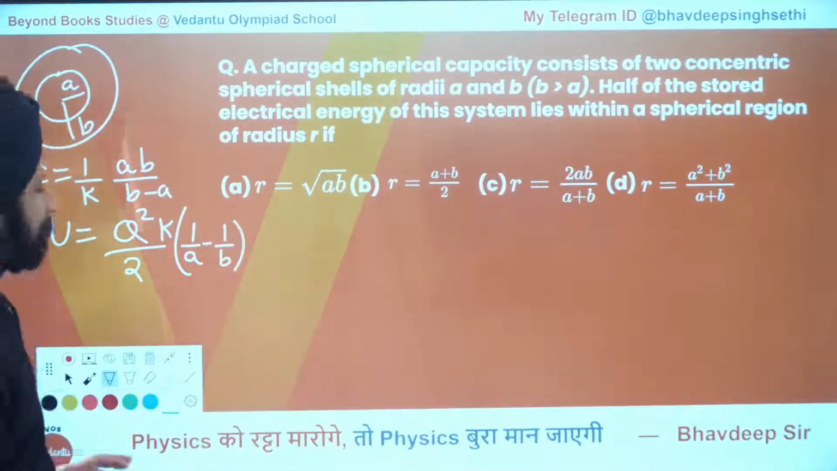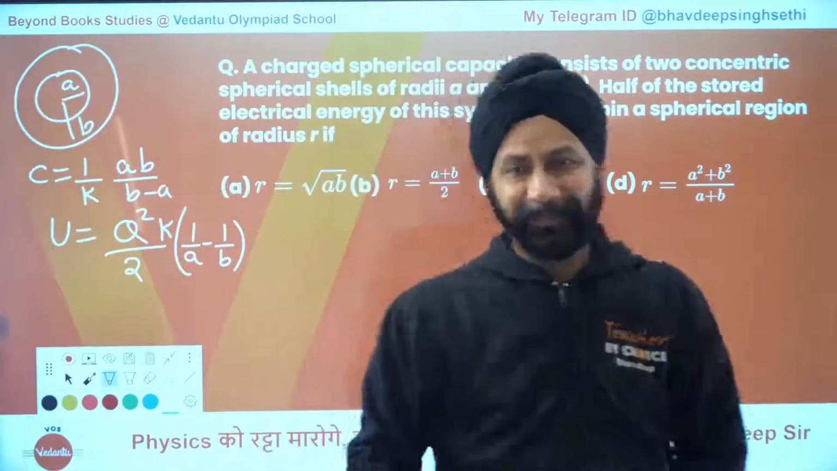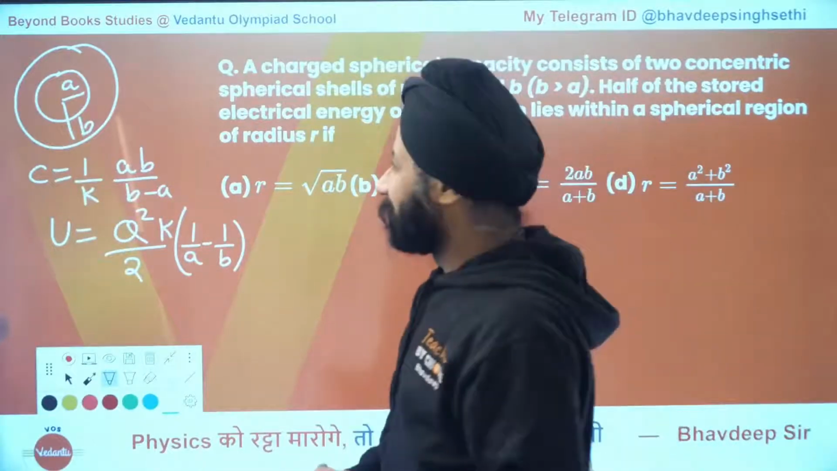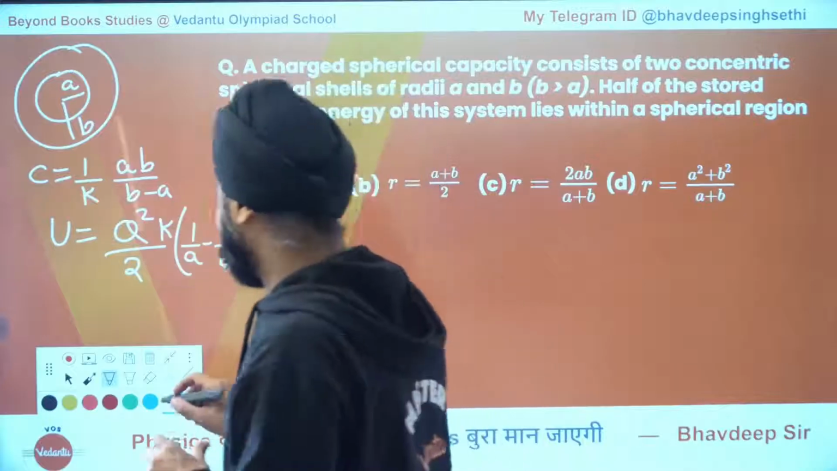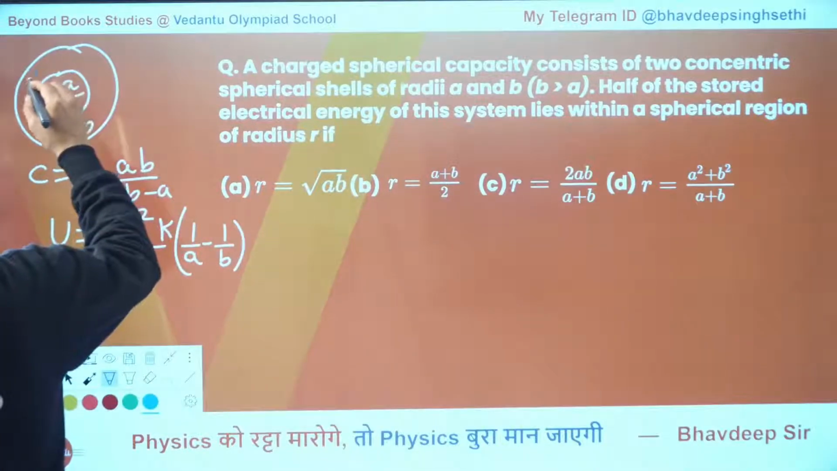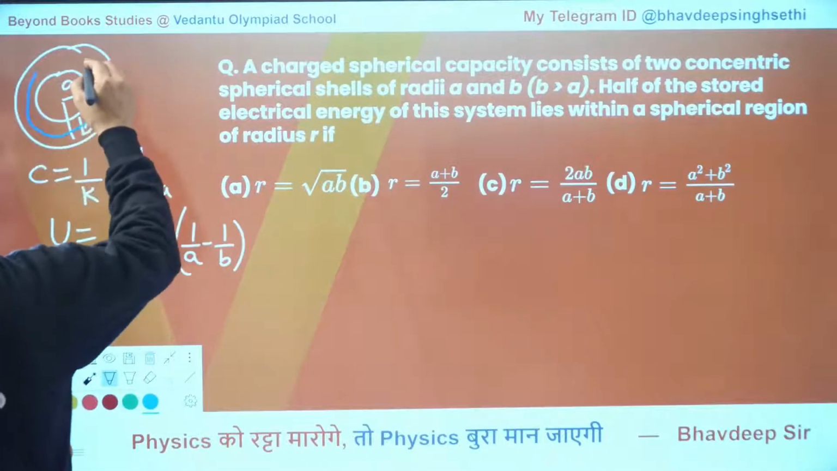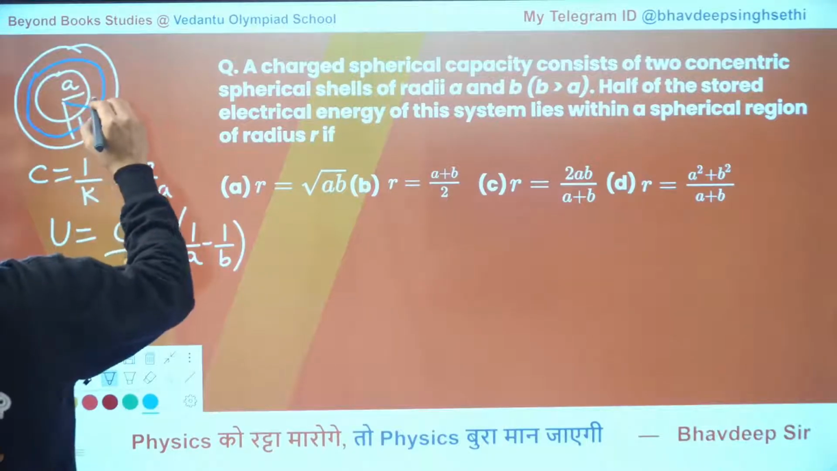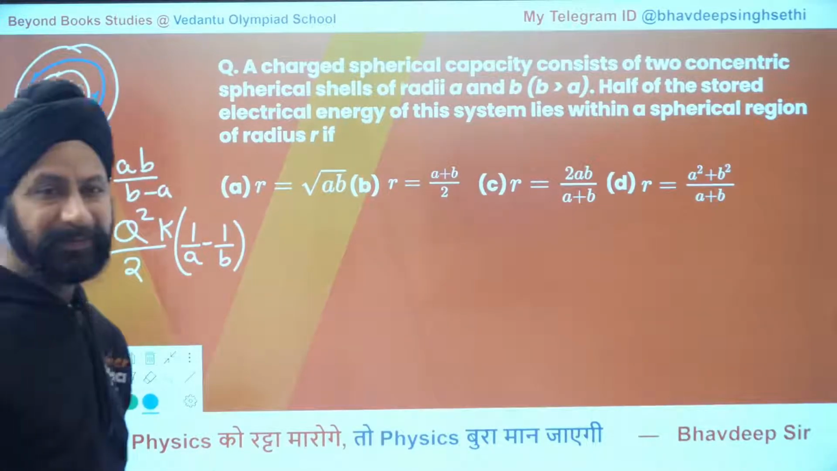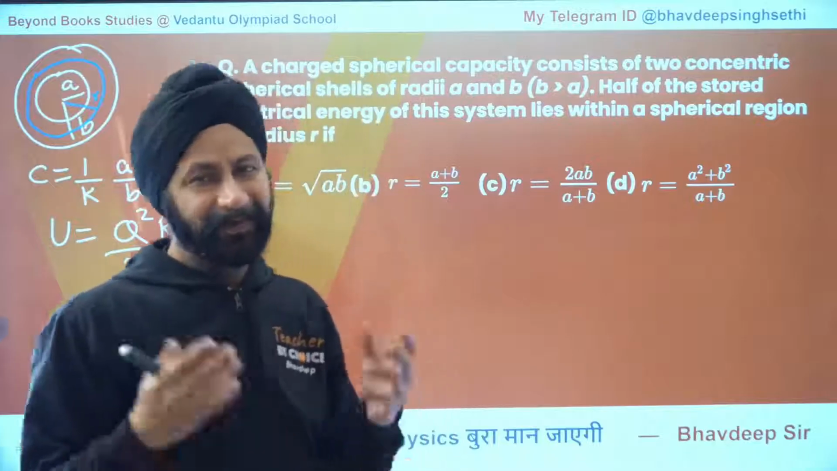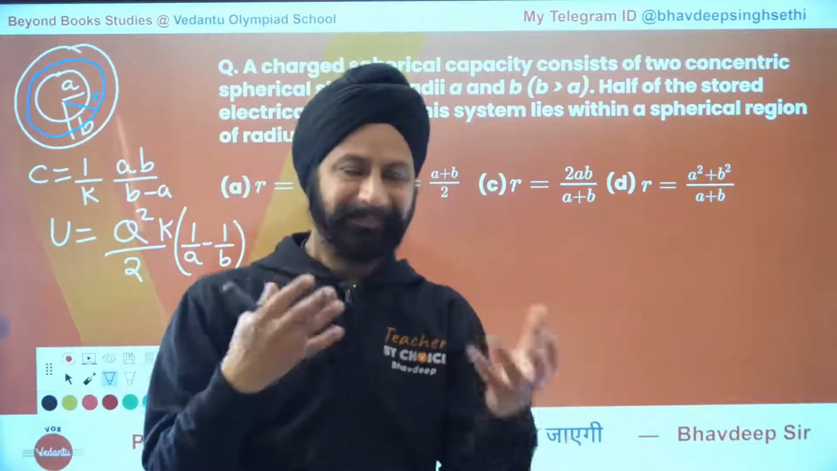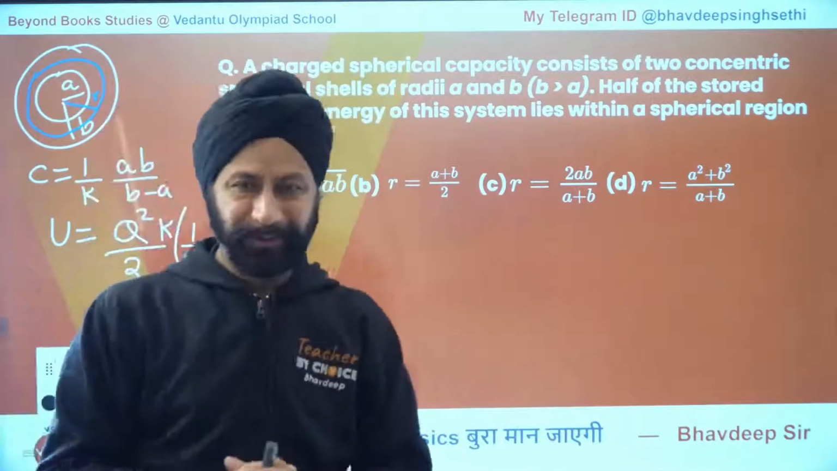So this is the energy that is stored in this capacitor. Now they're saying half of the energy is stored up to some radius here. So half of the energy is stored up to that radius, and you have to find that radius as a and b relation kind of.